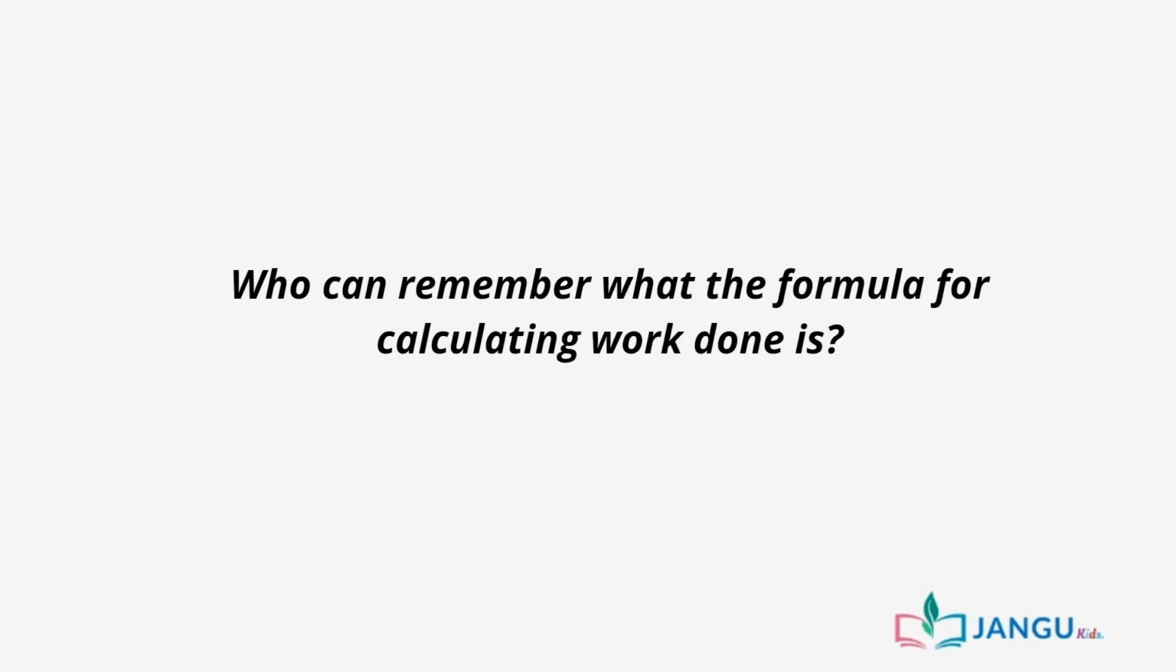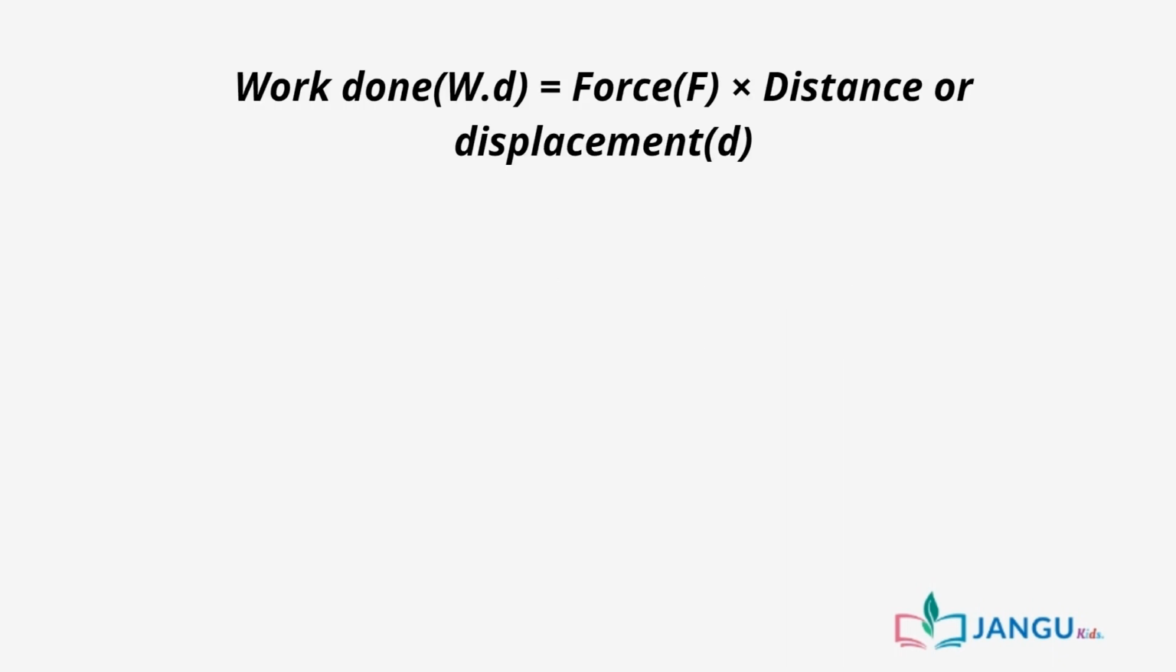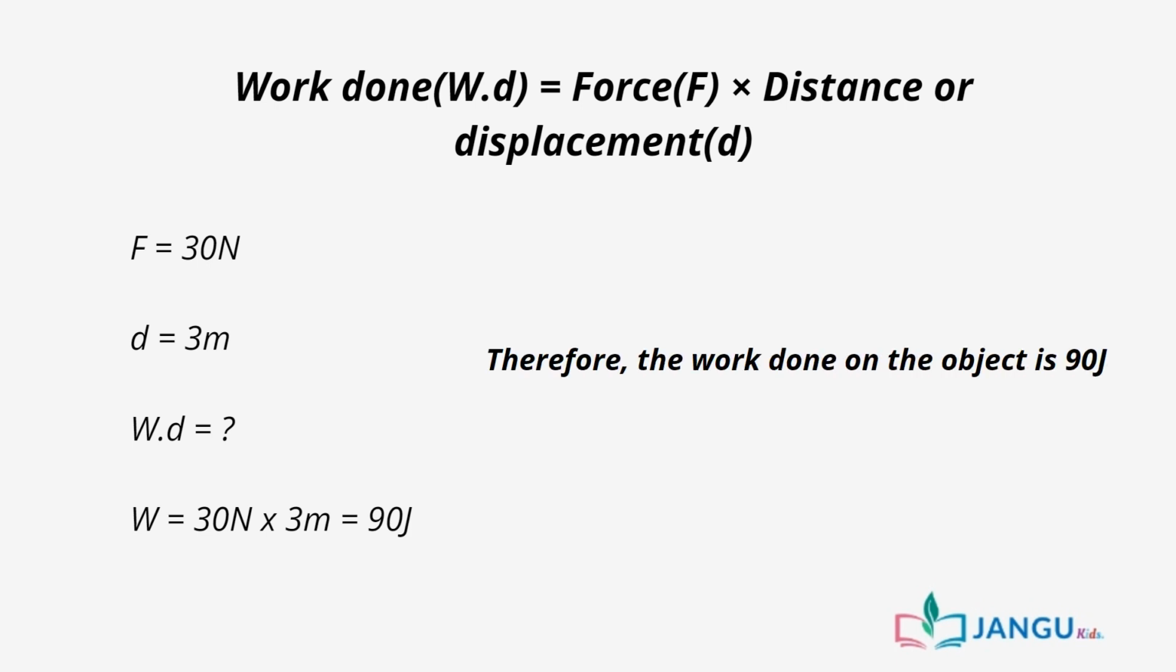Kids, who can remember what the formula for calculating work done is? The formula is given as work done equals force times distance or displacement. To find the solution, given force equals 30 newtons, distance equals 3 meters, work done is unknown. Work done equals 30 newtons times 3 meters, which equals 90 joules. Therefore, the work done on the object is 90 joules.